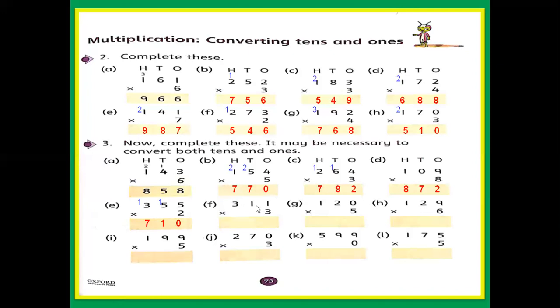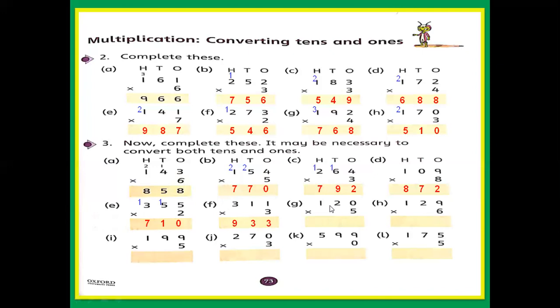F, 311 multiply 3. This is very easy. No conversion here. So 3 ones are 3. 3 ones are 3. 3 threes are 9. Here there is no conversion.